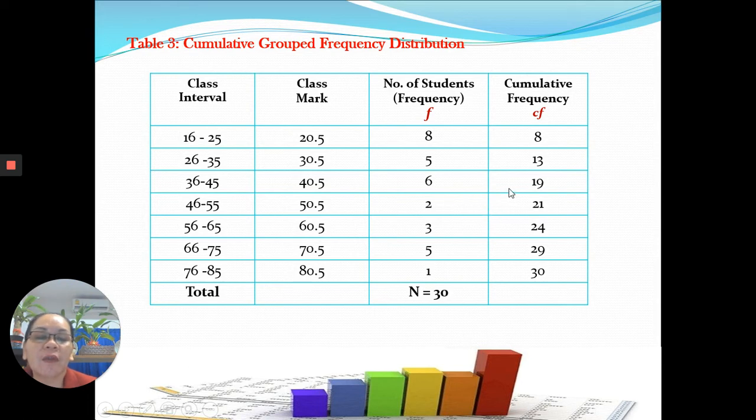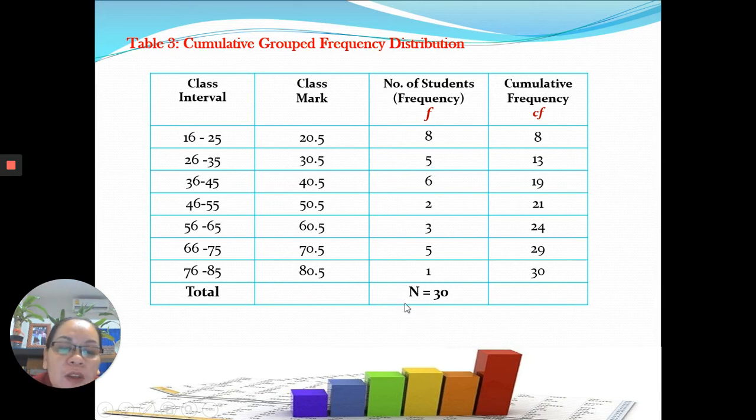So you have 19 plus 2 gives you 21. So 21 plus 3, that is 24. 24 plus 5, that is 29. And 29 plus 1, that gives you 30. So it's actually the cumulative frequency. It's just the sum of the frequencies of the previous interval and the present class interval.